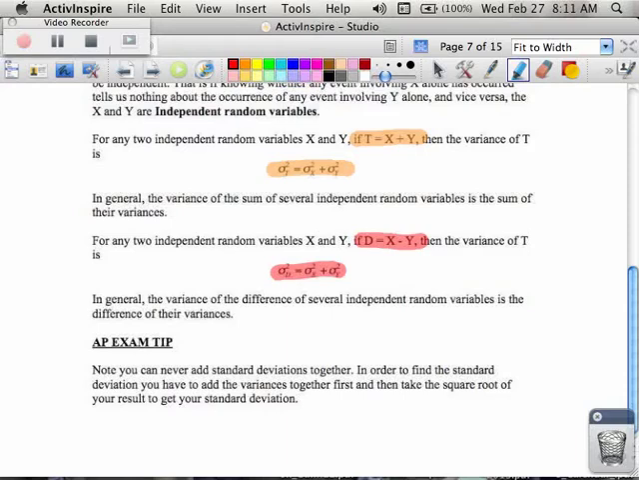Something kind of important down at the bottom here, an exam tip. You can never add standard deviations. It's a very common mistake on the AP exam, and I've told you today a few times. In order to find the standard deviation for a combination, you add the variances together to find the new variance, and then you find the standard deviation. So put a star by this tip. A lot of people forget about this and get the variance right, but the standard deviation wrong. So don't forget, do the variance first.